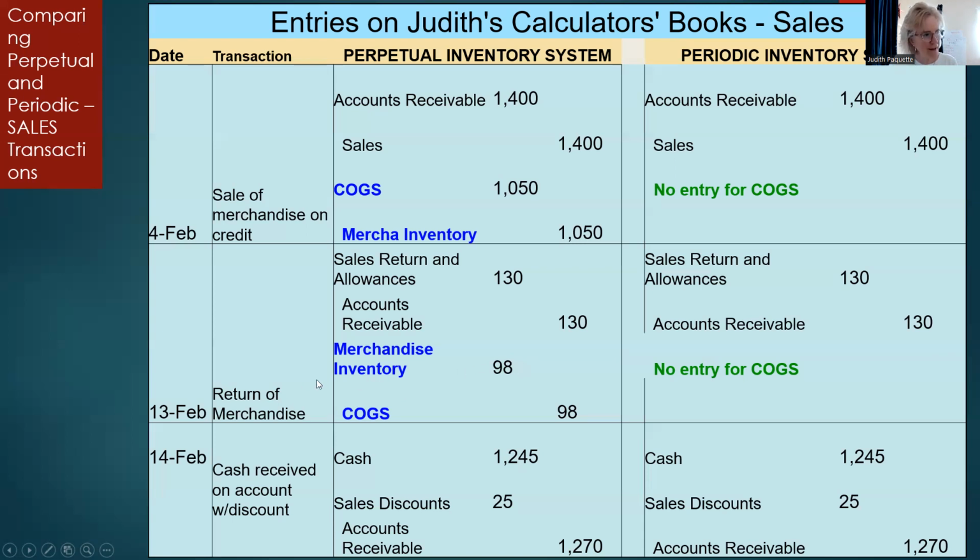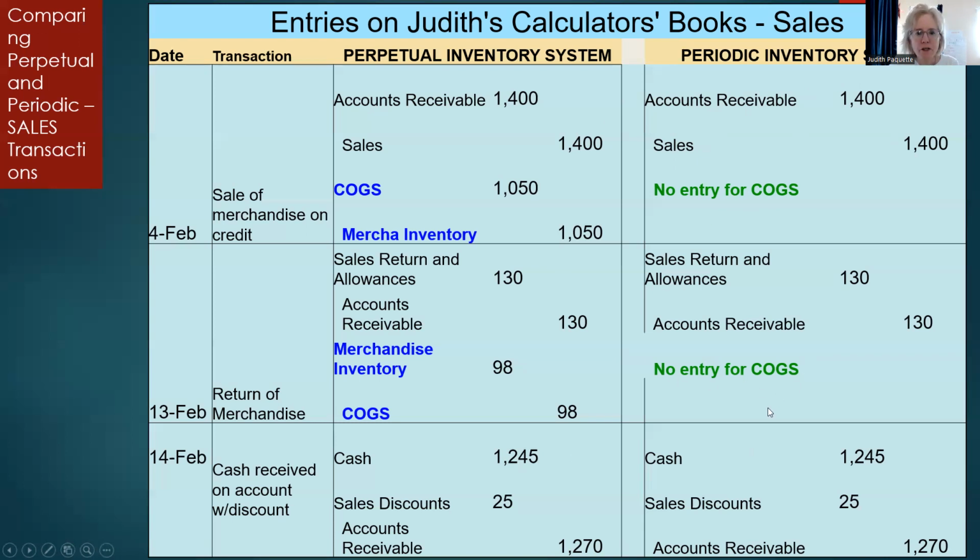So we put it back in the inventory with a debit and we credit cost of goods sold. And then down here, debit cash, debit sales discounts, credit accounts receivable. That's the same whether it's perpetual or periodic. And you can see that's the same. Over here, the journal entry is straightforward. There's just no entry for cost of goods sold.